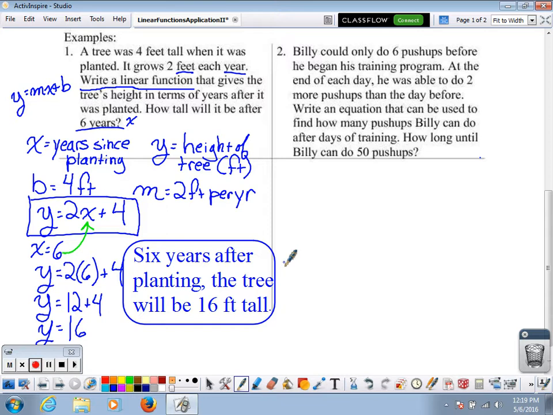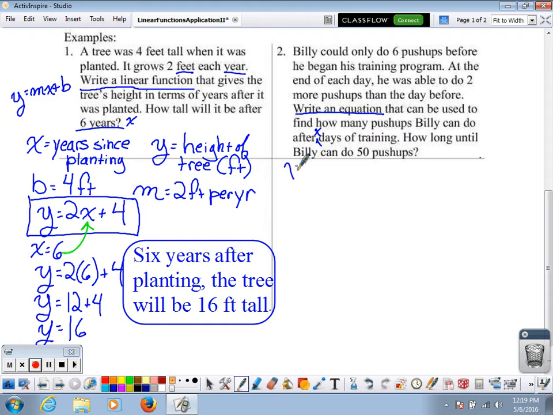Billy could only do 6 push-ups before he began his training program. At the end of each day, he was able to do 2 more push-ups than the day before. Write an equation that can be used to find how many push-ups Billy can do after X days of training. How long until Billy can do 50 push-ups? So, write an equation that can be used to find how many push-ups Billy can do after X days of training. They're asking us to write a 2-variable linear equation.